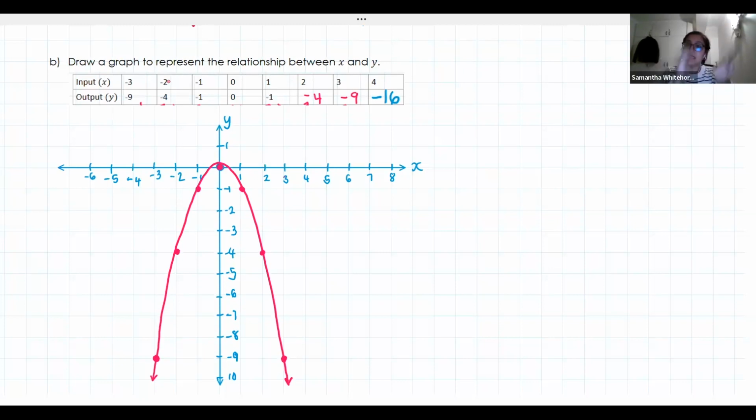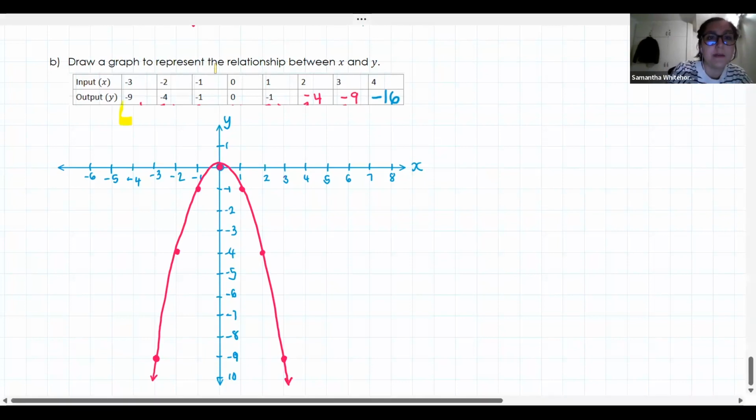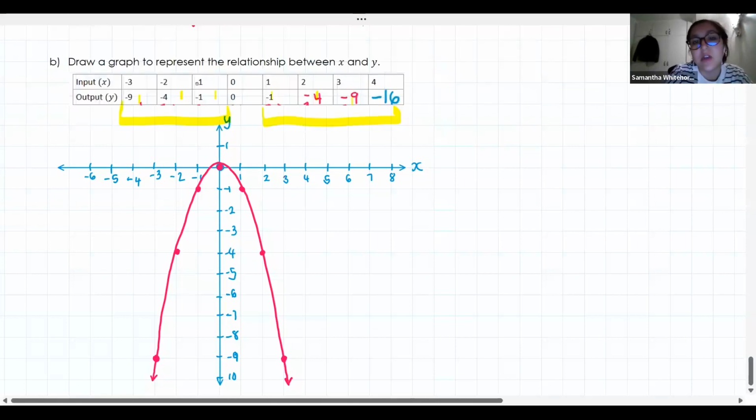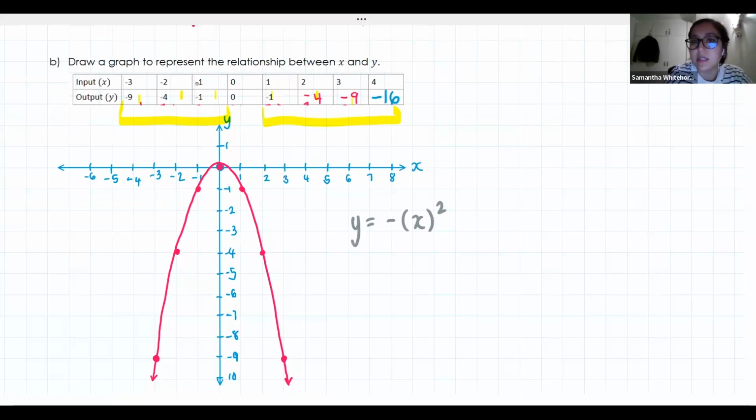And the reason it has the symmetry is because if we look at our table, the numbers repeat themselves. We've got negative 9, negative 4, negative 1, negative 9, negative 4, negative 1. So there's a repetition of my numbers. Now, this is because I get very excited about graphs. The equation for this graph would be y is equal to negative x squared.